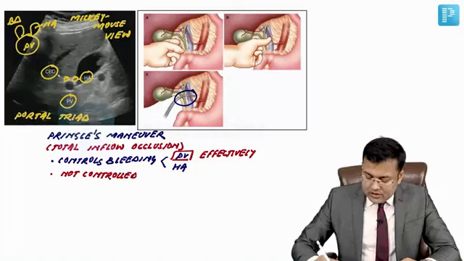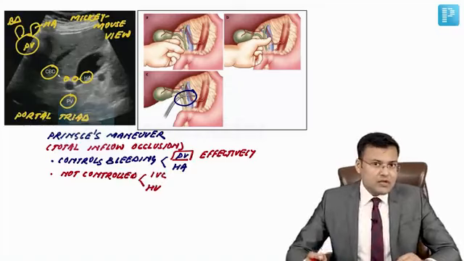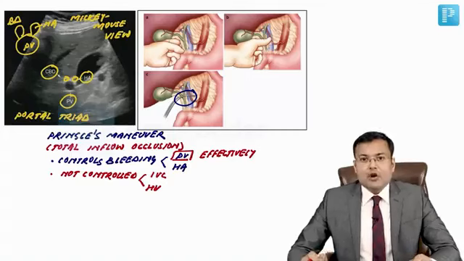Bleeding is not controlled from IVC or hepatic vein. So this is Pringle's maneuver, which is also known as total inflow occlusion.